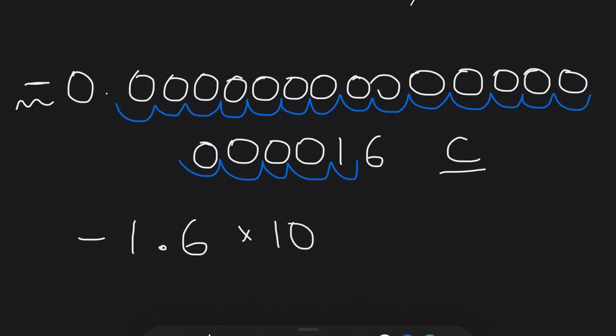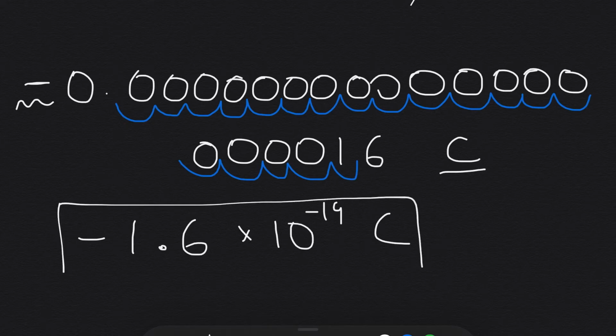And since I moved the decimal point to make the number bigger, I have to pay up. It's kind of like having debt. So it's negative 19. It's how much you kind of owe. And coulombs, the unit. So this is how I use scientific notation. Sweet, right? Don't ever make me do that again.